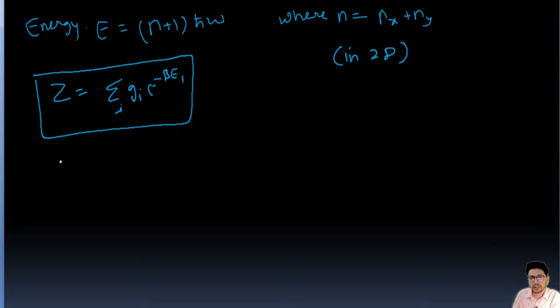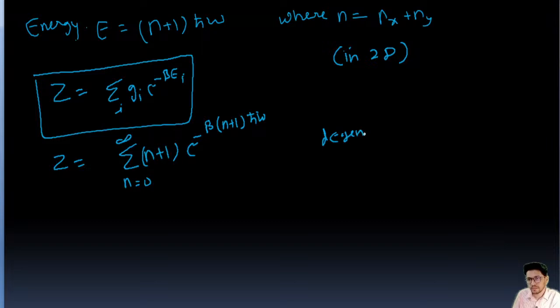So for this case, the partition function is going to be sigma n equal to 0 to infinity of (n plus 1), which starts with 0 for the harmonic oscillator, e to the power minus beta (n plus 1) h cut omega. Here the degeneracy gi for a quantum harmonic oscillator is n plus 1.